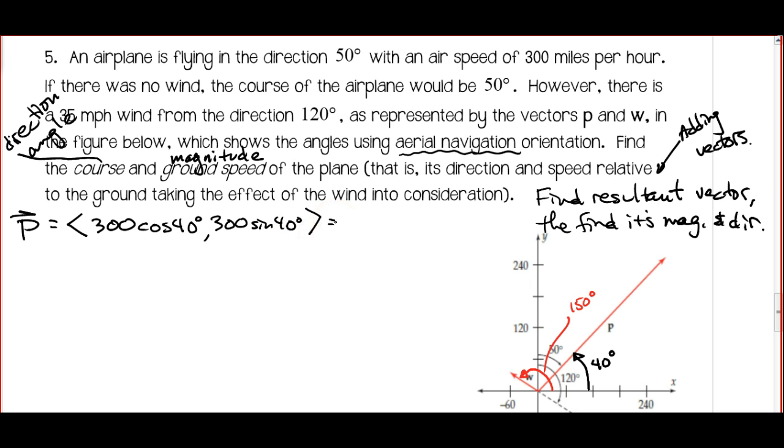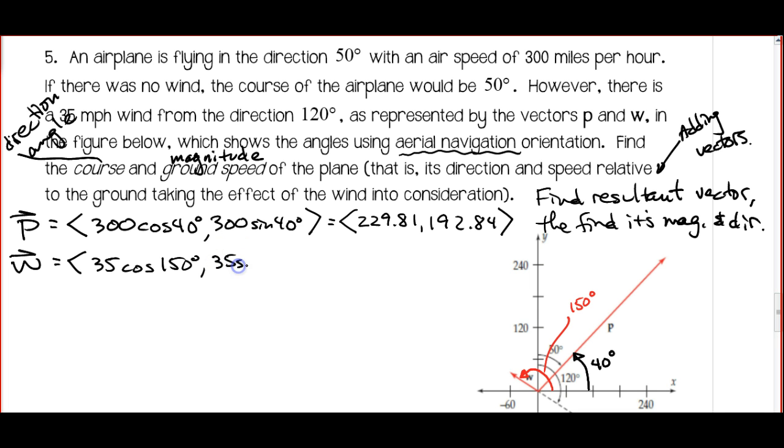These are not special angles, so we're just going to plug them into our calculator. Make sure you're in the right mode. So I have 229.81 for my x component and 192.84 for my y component. Then I'm going to do the same thing for the wind. I'm going to find the component form for the wind. So it had a magnitude of 35 and a direction angle of 150. So it's 35 cosine 150 and 35 sine 150.